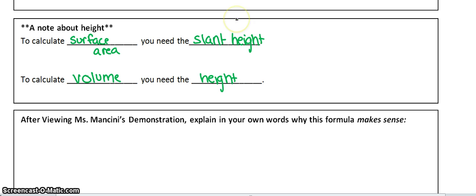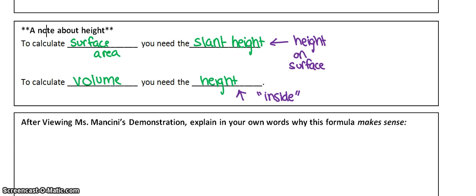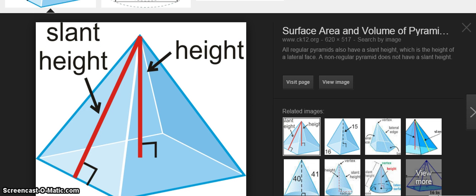Now to emphasize why this makes sense, the slant height is the height on the surface of the shape, which is why it calculates surface area. Whereas the regular height is the height on the inside, or what you can say is it goes through the shape. I was going to draw an example of this, but I realized I'm really bad at drawing pyramids. So let's take a look at what slant height versus height is in this visual.